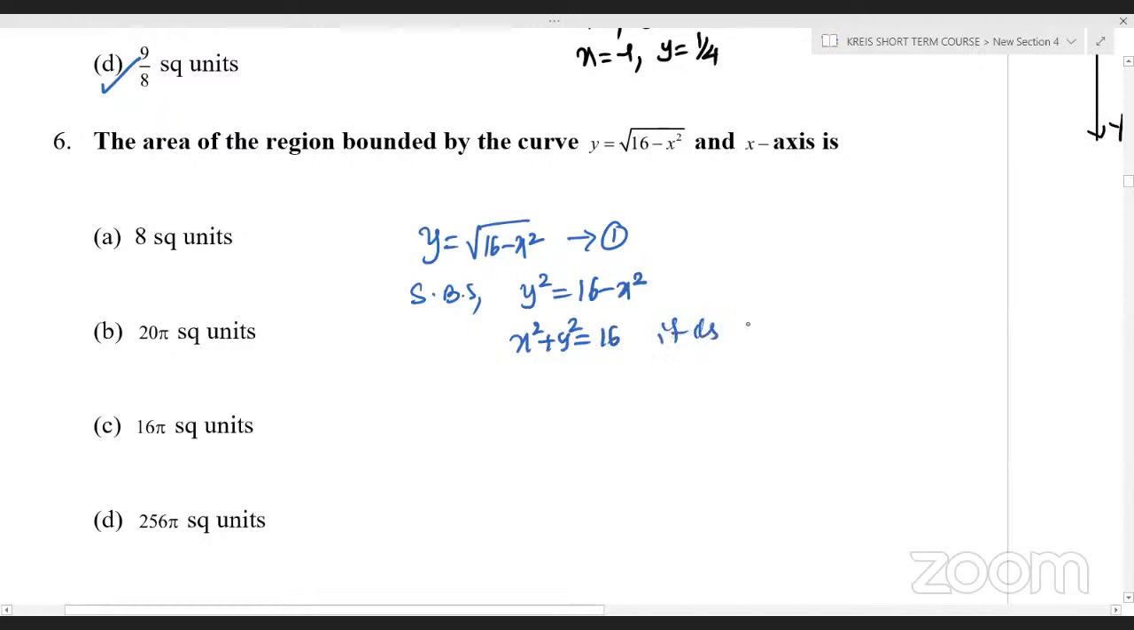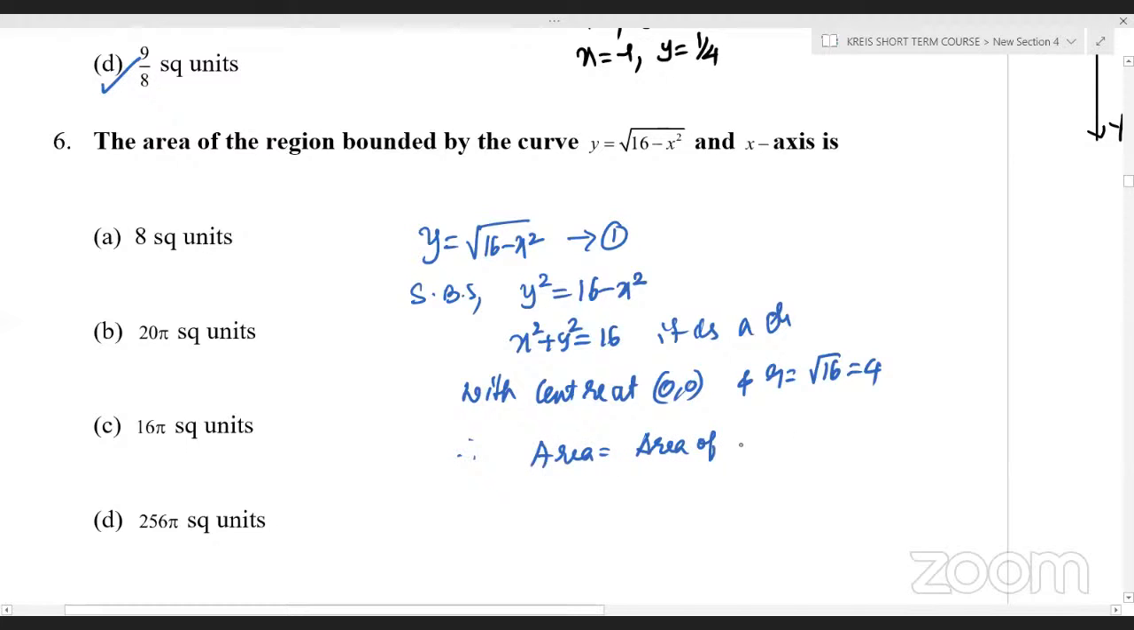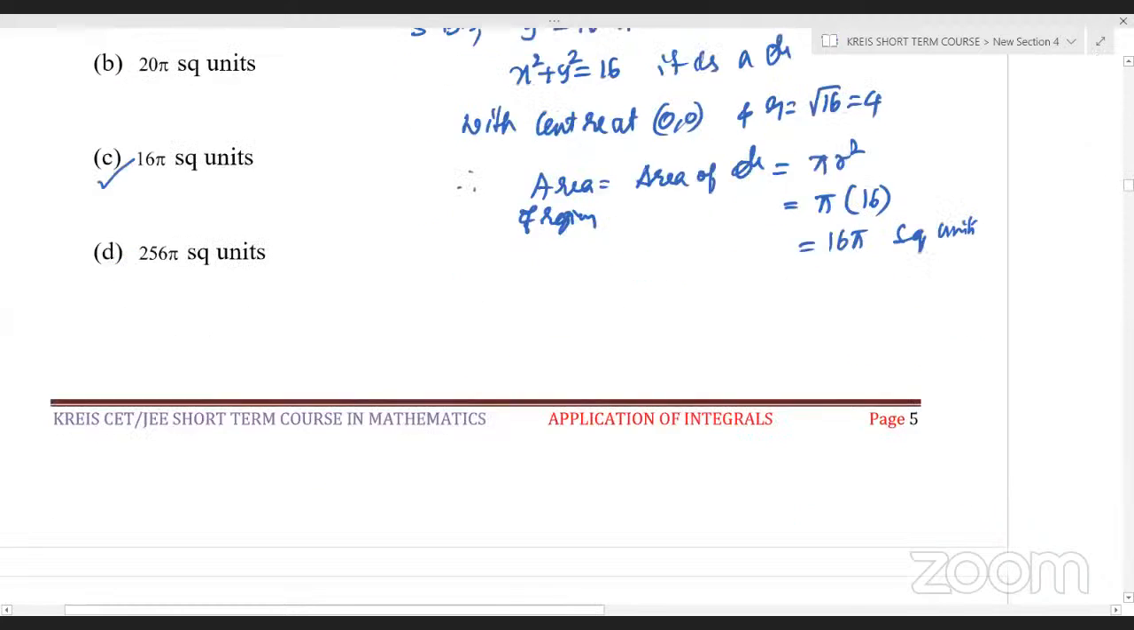So you can write it is a circle with center at 0, 0 and a radius root 16 which is 4 units. Therefore area is given by, so area of circle, right? Area of the region is given by area of circle, the formula pi r square. It is pi into r square is 16. So it is going to be 16 pi square units you get. Option C is going to be the right choice for this.